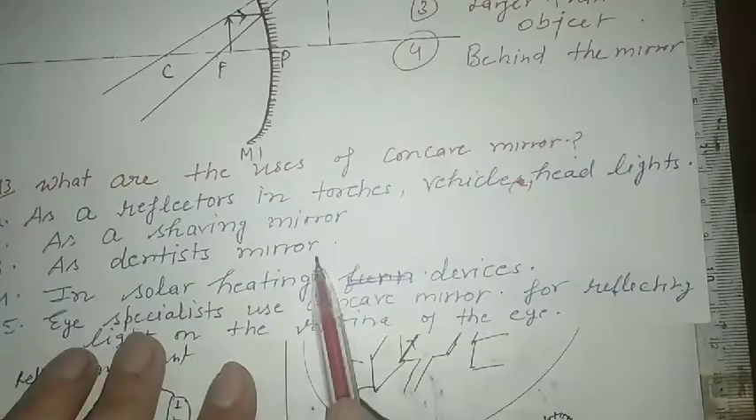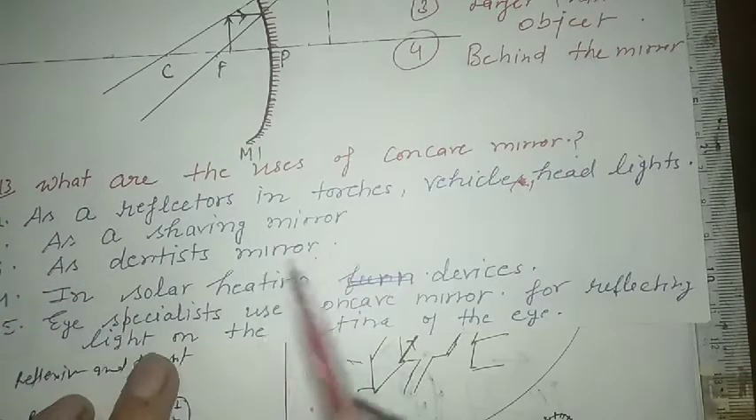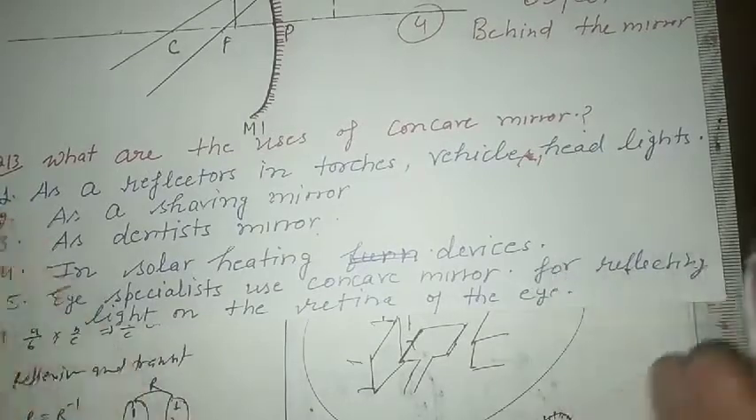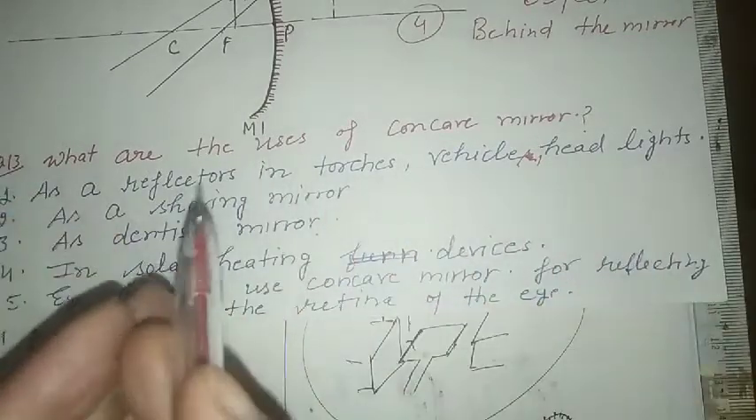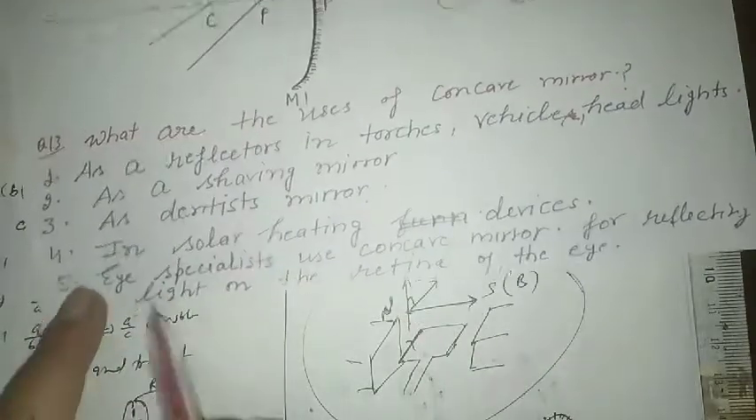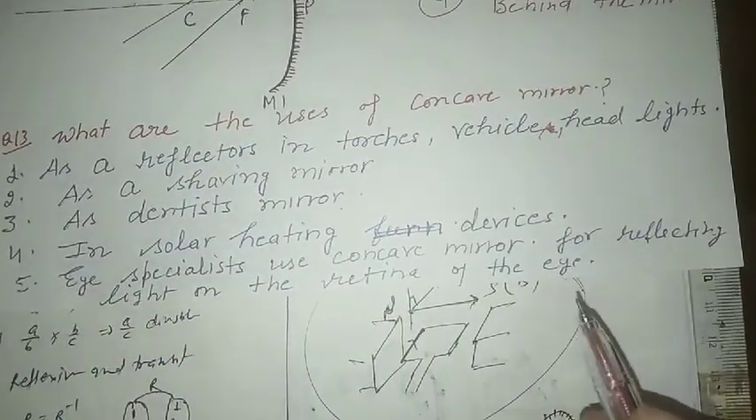As a dentist mirror, it is also used to see the bigger image of the teeth. And in solar heating devices, because it is a converging mirror, it converges all the light in the solar heating furnaces. An eye specialist uses a concave mirror for reflecting light on the retina of the eyes.